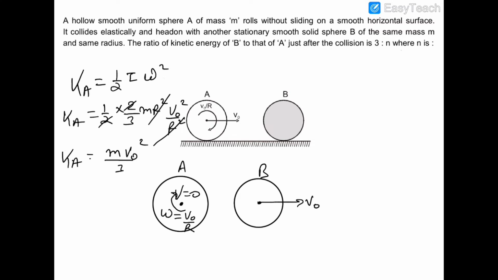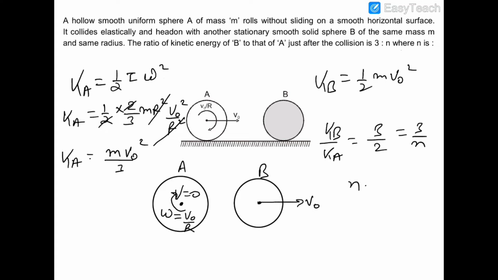Now the kinetic energy of B will be half m v naught square. Therefore, if we find the ratio of kinetic energy of B to A, K_B upon K_A is 3 by 2. So if we compare it with 3 to n, then n will be equal to 2. So the final answer is 2. Now we move on to the next question.